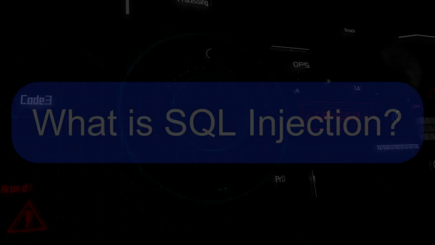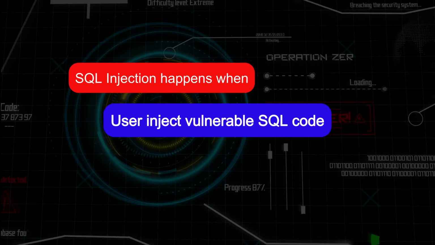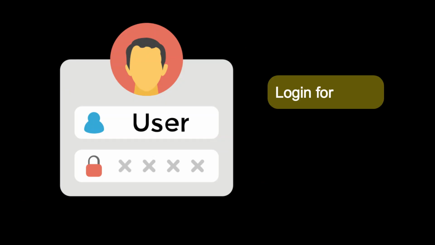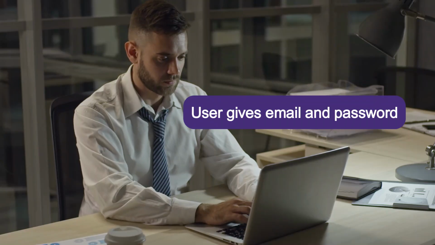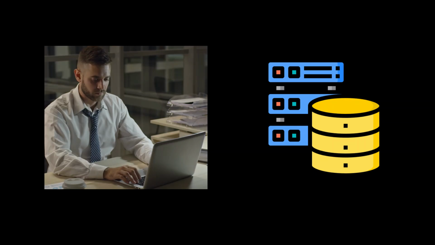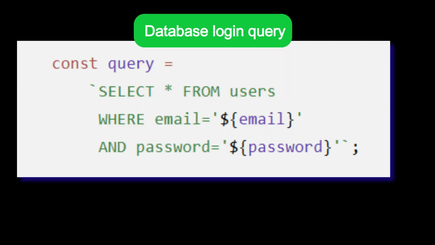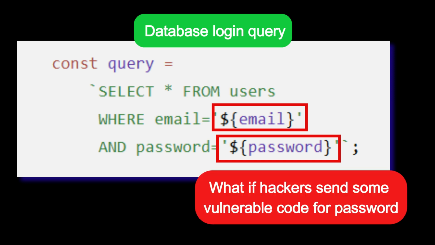What is SQL injection? SQL injection happens when a user can inject SQL code into your database query. Imagine you have a login form with email and password. The user enters values and your server checks them against the database. A normal query might look like this, where we are comparing the value directly in the query. Everything looks fine. But what if a hacker enters something malicious?